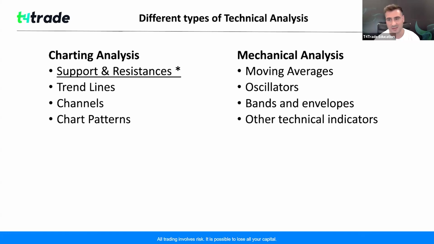So charting analysis, once again, the topic that falls under it, and the one we're going to discuss today, is support and resistance levels, hence this underlining and the marking with an asterisk. And we also have another category, which is mechanical analysis, which uses technical indicators.